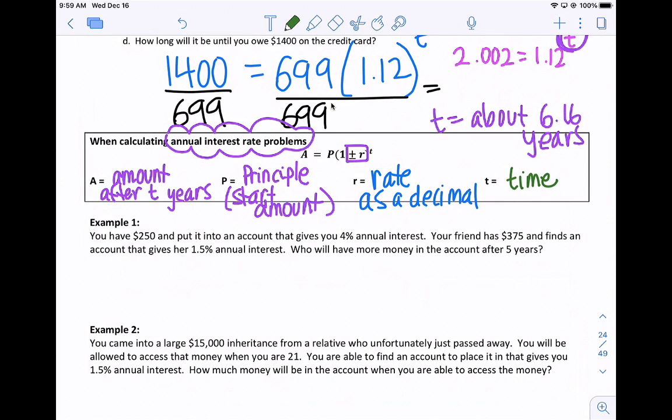Okay, so let's practice using this new formula, which is very similar to the regular exponential growth formula. The only difference is you change your interest to a decimal and either add or subtract from 1, depending on the situation, or is it increasing or decreasing.